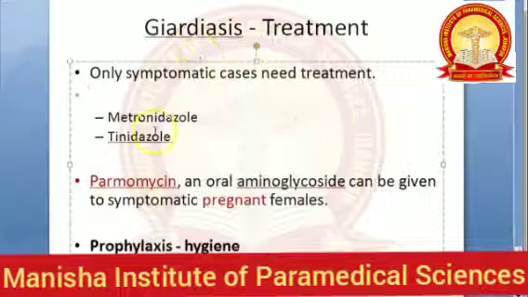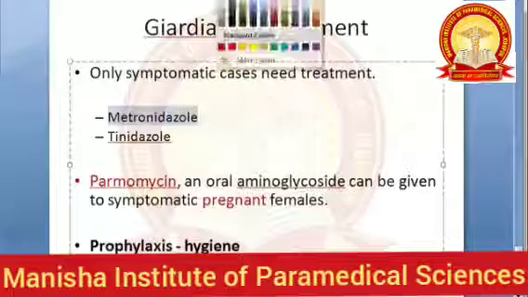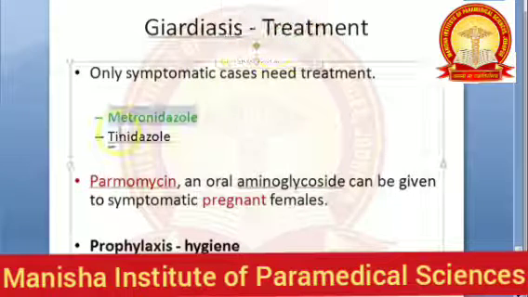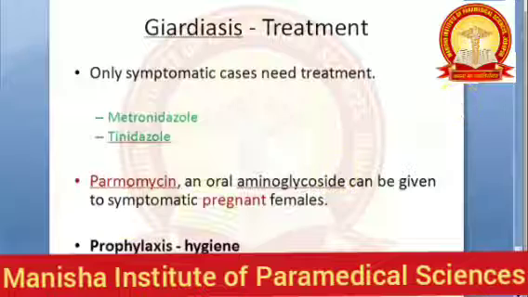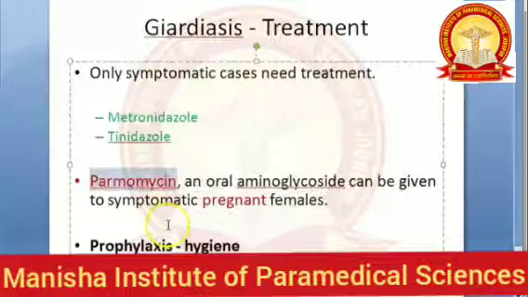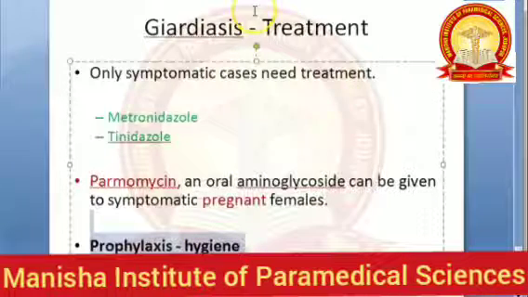The treatment of giardiasis is metronidazole, tinidazole. They seem to like tinidazole more than metronidazole for giardiasis. Okay. If the person is pregnant, you can give paromomycin, okay, which is an oral aminoglycoside. Prevention is better than cure, so just hygiene can prevent a lot of giardiasis. Okay.